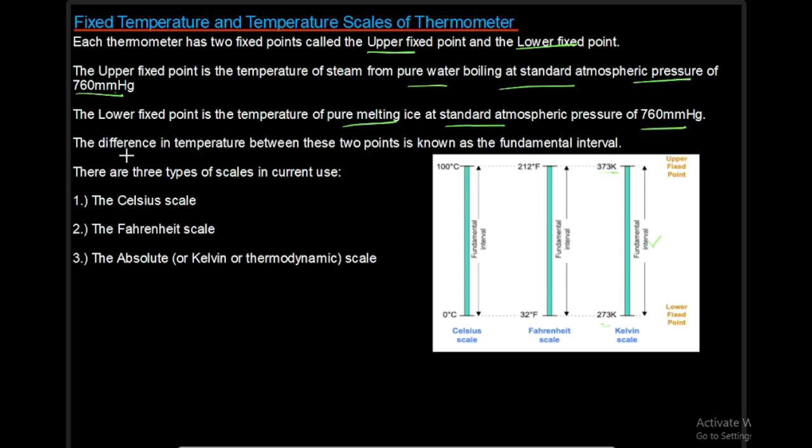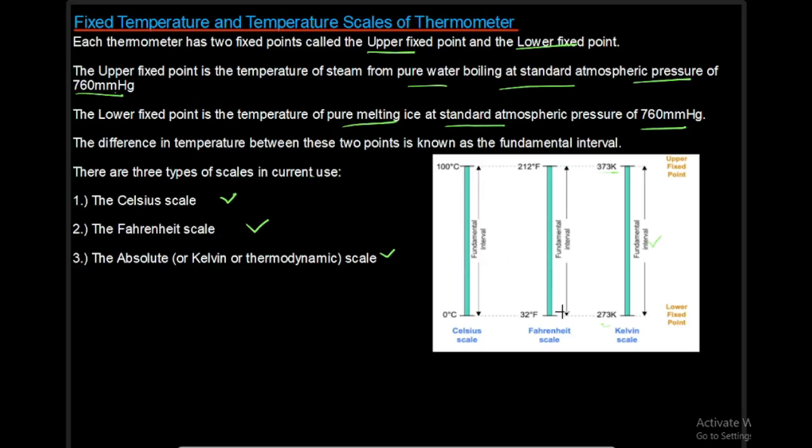Now, the difference in temperature between these two points, the upper fixed point and lower fixed point, is known as the fundamental interval. Now, there are three types of scales in current use. We have the Celsius scale, the Fahrenheit scale, and the absolute or Kelvin or thermodynamic scale. Let's start with the first one, the Celsius scale. The upper fixed point for the Celsius scale is 100 degrees Celsius. The lower fixed point is 0 degrees Celsius. The difference between them gives us the fundamental interval.